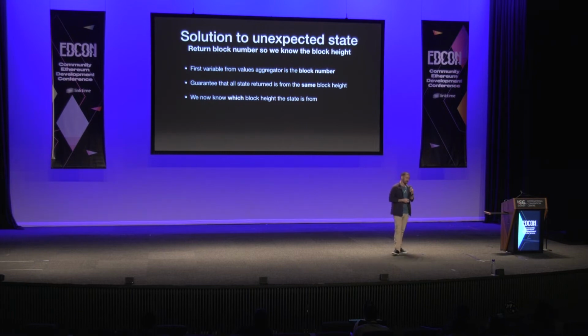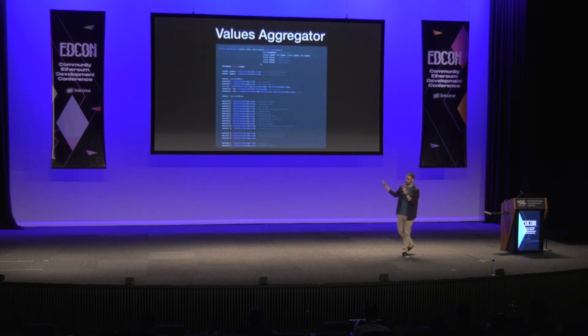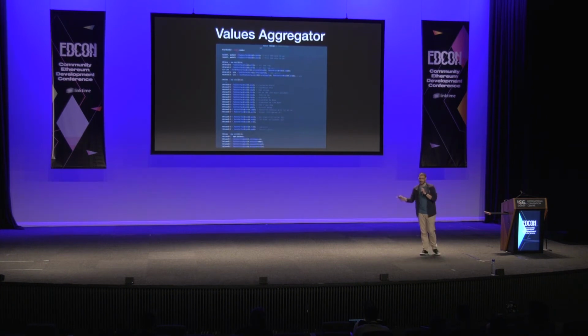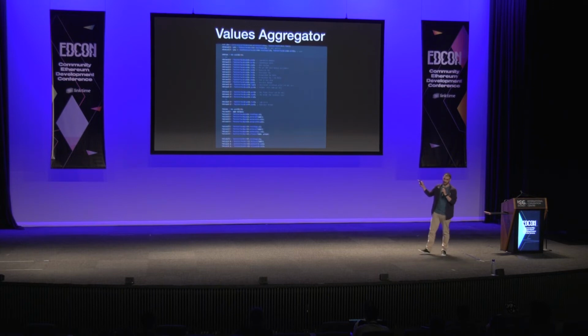For example, if we look at the block number that's returned from each response, if it's the same block number or lower, we can just discard it. We know it's an out-of-date node, and we can immediately request the values again. This is the source code for the values aggregator contract. As you can see, there are quite a lot of variables here that we're looking up.